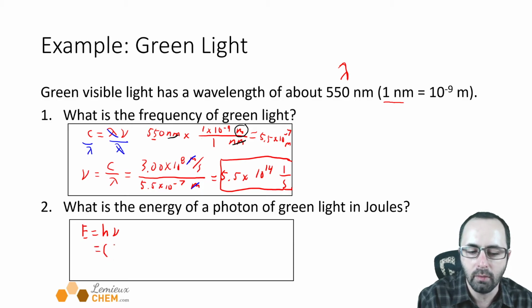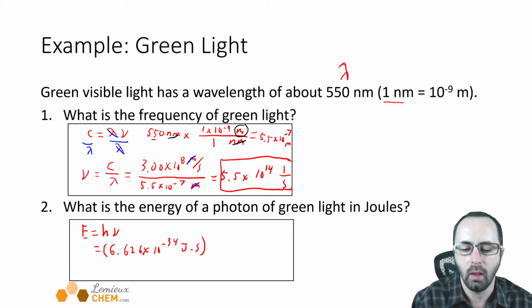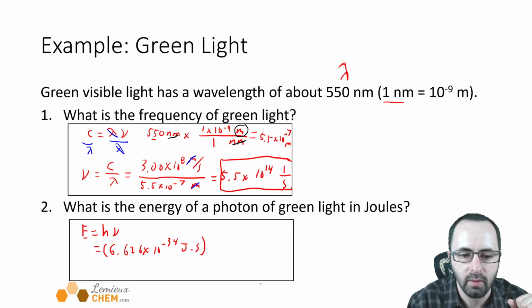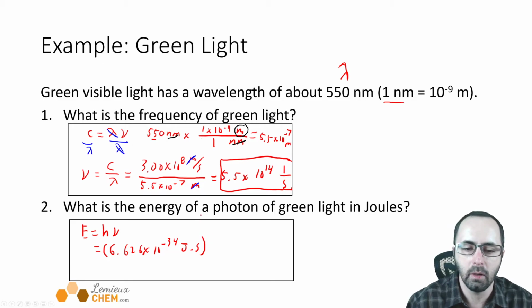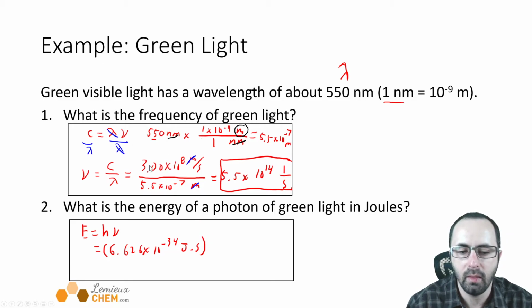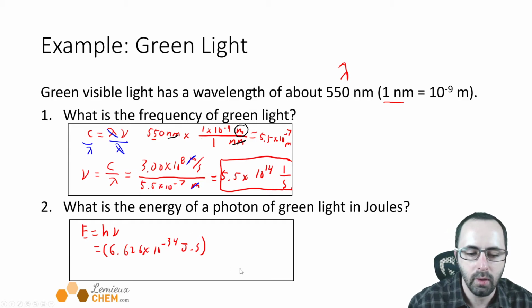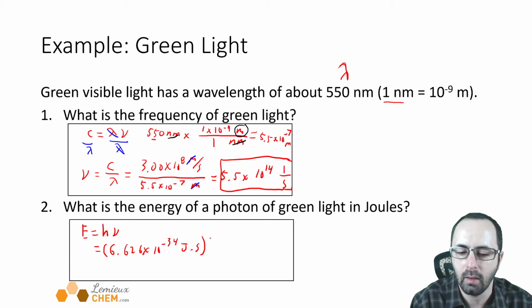Planck's constant is given to us. It's 6.626 times 10 to the minus 34 joules times seconds. And you would be given that. You don't have to memorize that number. That's just a constant. It's always the same, just like the speed of light is always 3 times 10 to the 8th, c. H is always 6.626 times 10 to the minus 34 joules times seconds.